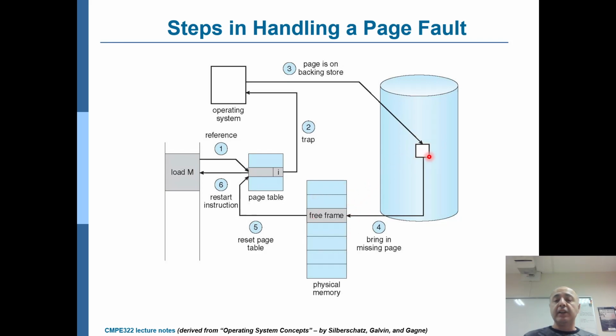finds a free frame in the physical memory, and brings this missing page into this free frame. This frame is not free anymore, so it should also be removed from the list of free frames. Then the frame ID of this frame should be written in the page table, and this invalid bit is now converted to valid, and then this instruction load M starts once again.